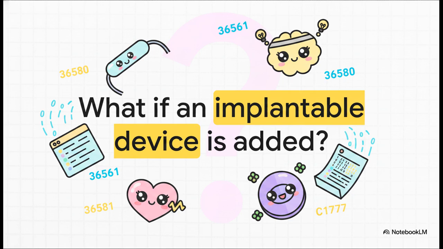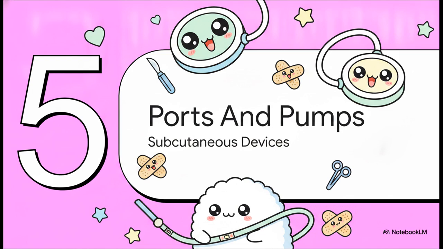So, we've successfully mapped out simple, direct lines and tunneled lines. Pretty good so far. But what happens to our codes when an implantable device gets added to the mix? Just take a quick mental break here for a second to reset your focus, because this is where the coding gets highly specific. Okay, Section 5, Devices with Ports and Pumps.